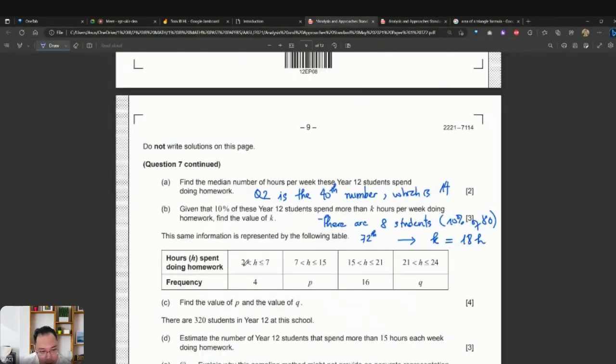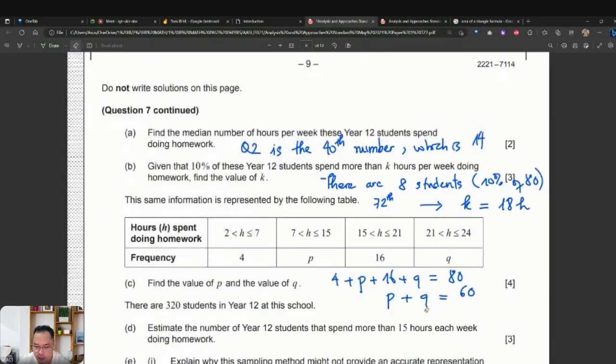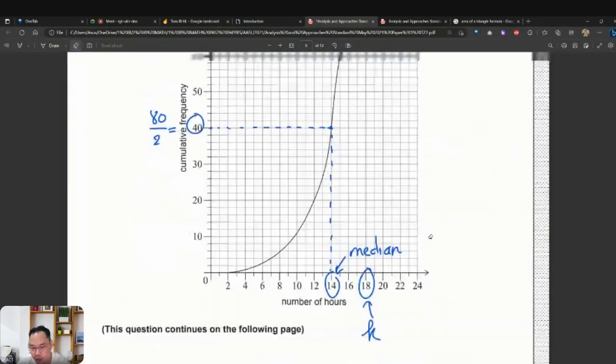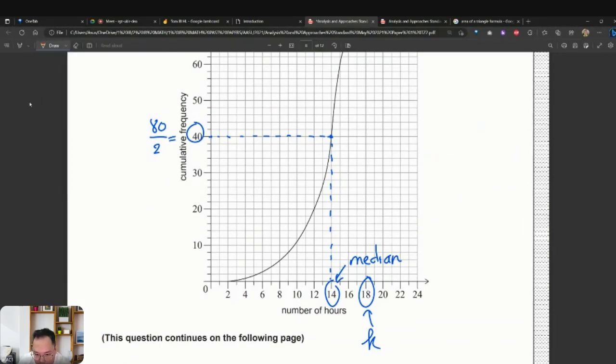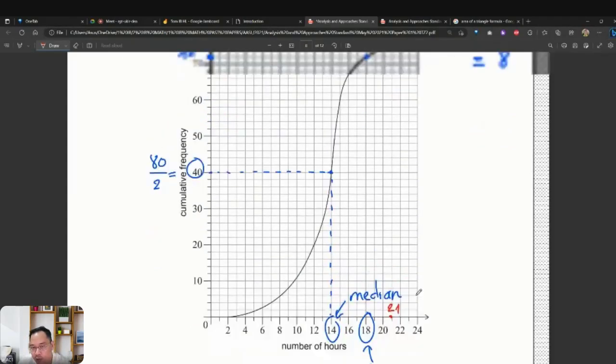The next question, we are given a table. There are 4 students spending about 2 hours to 7 hours a week, meaning about 1 hour a day. And other frequencies, P and Q, we don't know. We are asked to find P and Q. Just use the cumulative graph from 21 to 24 here. 21 is here, and go up here. The number here is 76. So there are 4 students from 76 to 80 spending from 21 hours to 24 hours doing the homework.